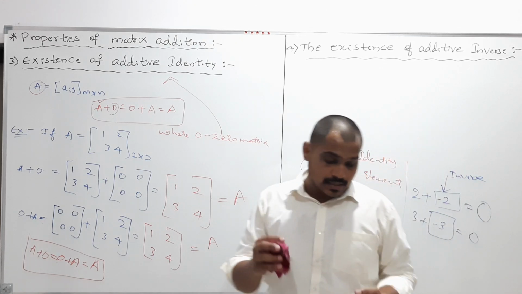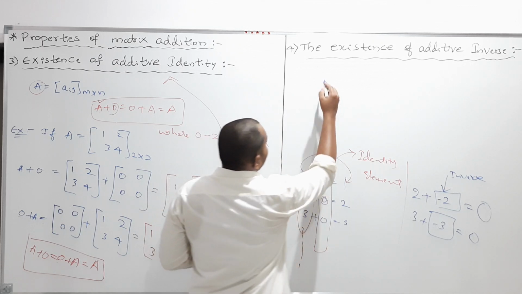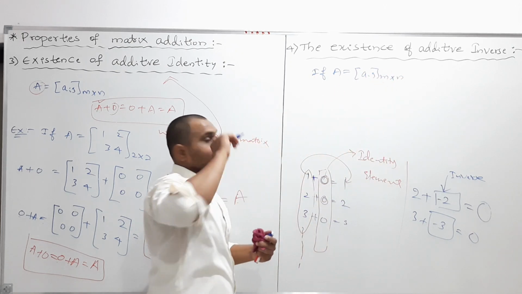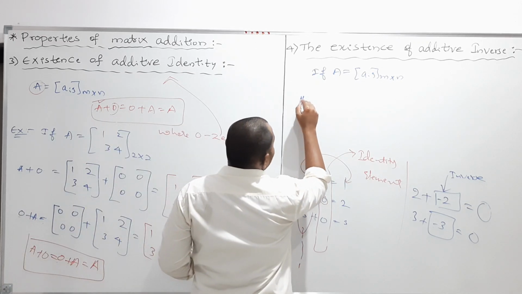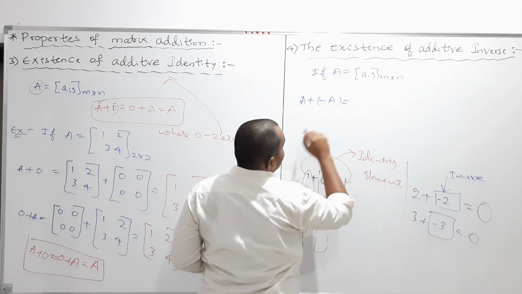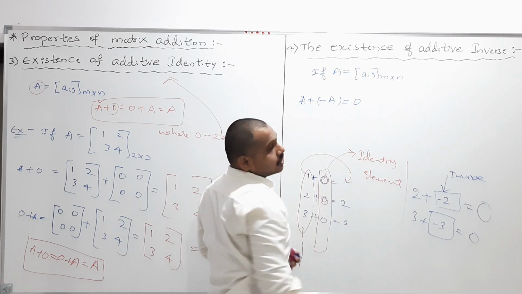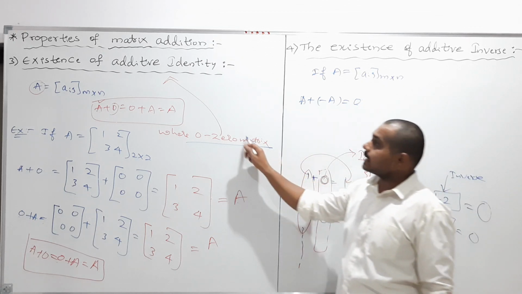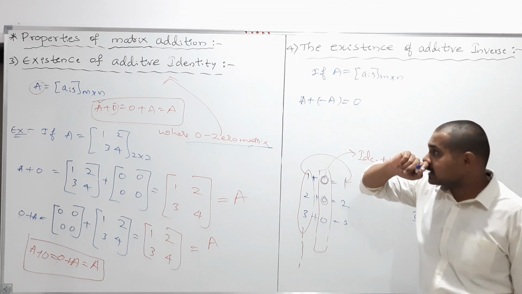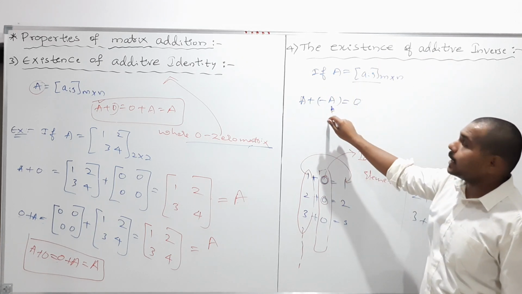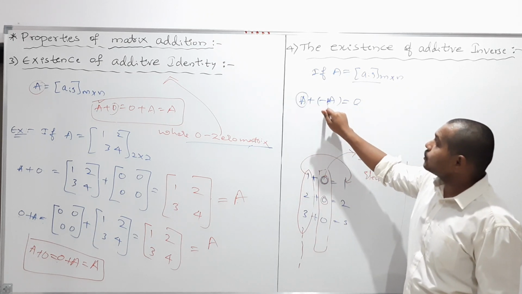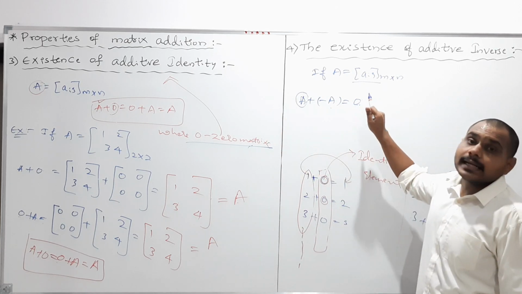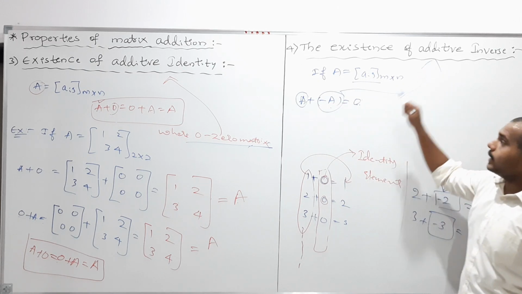So what does the fourth property say, my dear students? The fourth property is, for any matrix A, if A is a matrix of the order m cross n, my dear students, then to this matrix A, if I add minus A, I get 0. A plus minus A is equal to the 0 matrix, where O is nothing but the 0 matrix. So the 0 matrix acts as the additive identity. So therefore, to any matrix there exists an additive inverse. Additive inverse means, if you add minus A, you are getting the additive identity, which is the 0 matrix. So we can call this the additive inverse of A.